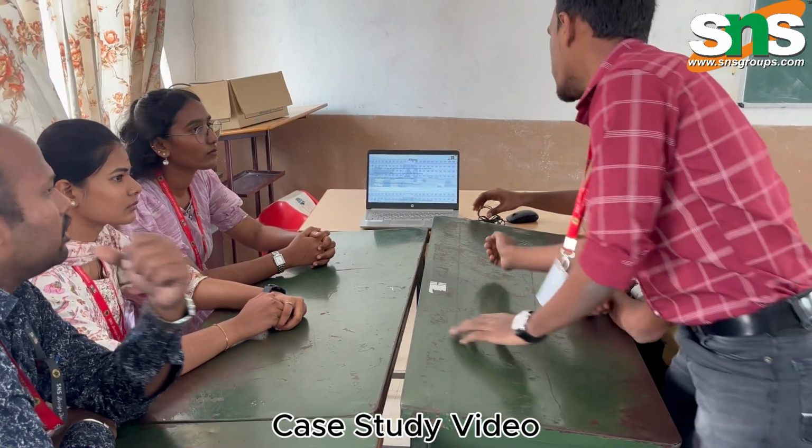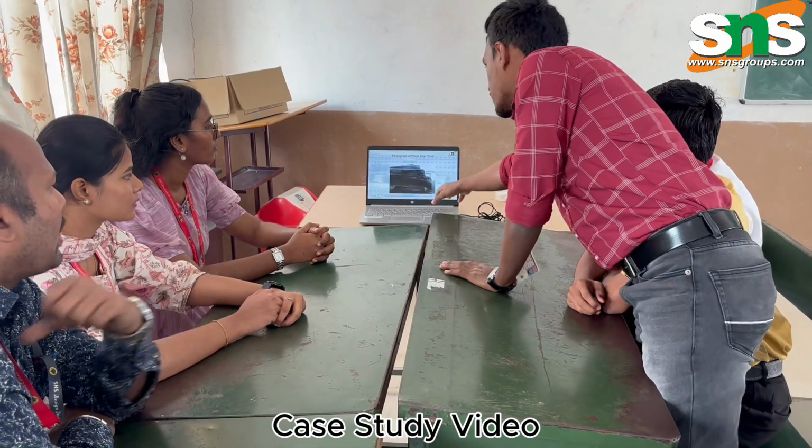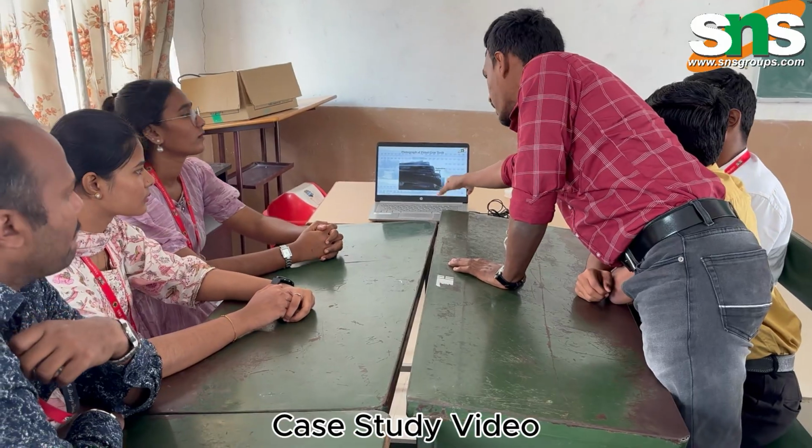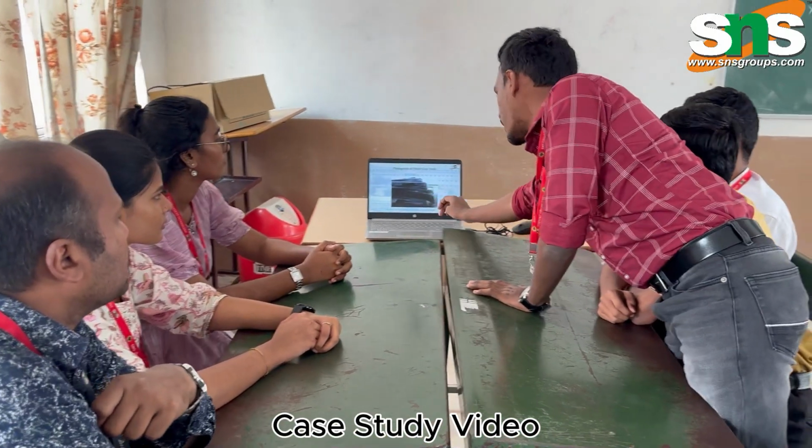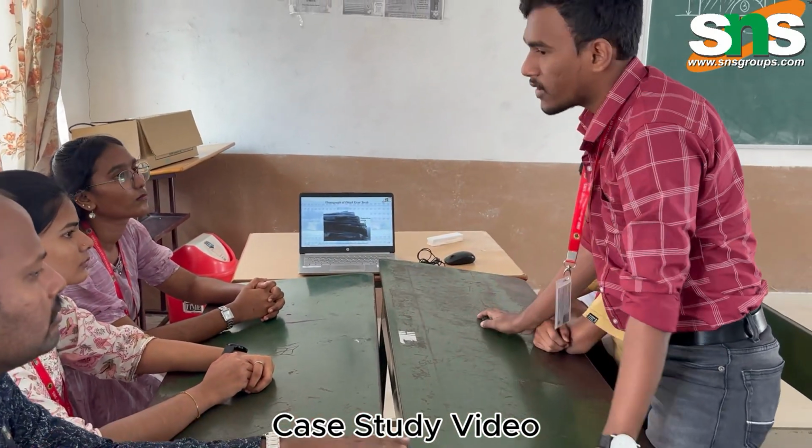Next one. This is called pitting, and if you see this, it is called spalling. The spalling is caused because of the effective contact stress. The spalling is larger in diameter and quite shallow.